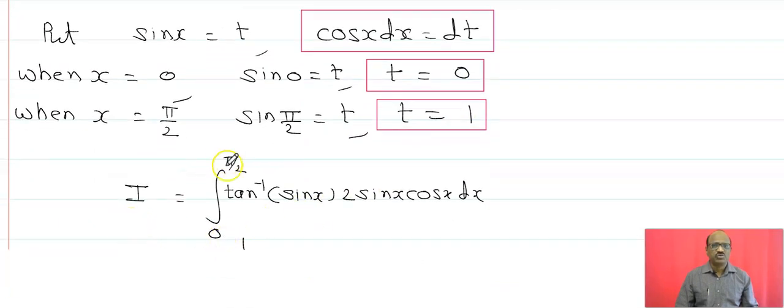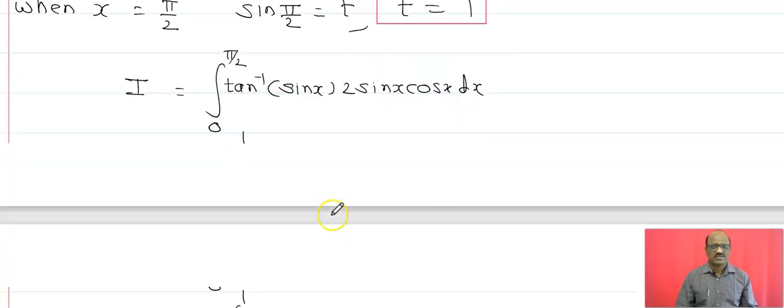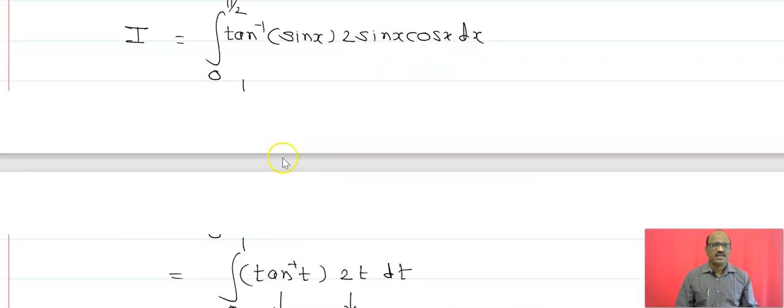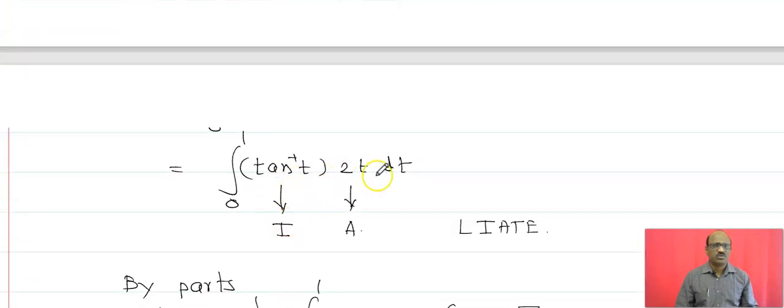Therefore, I is equal to the integral from 0 to pi by 2 of tan inverse of sin x, 2 sin x cos x dx. And therefore, our integral becomes the integral from 0 to 1 of tan inverse of t, 2t dt. Now, again by parts, but first of all, the first is inverse and then algebraic. Tan inverse of t is inverse and 2t is algebraic.